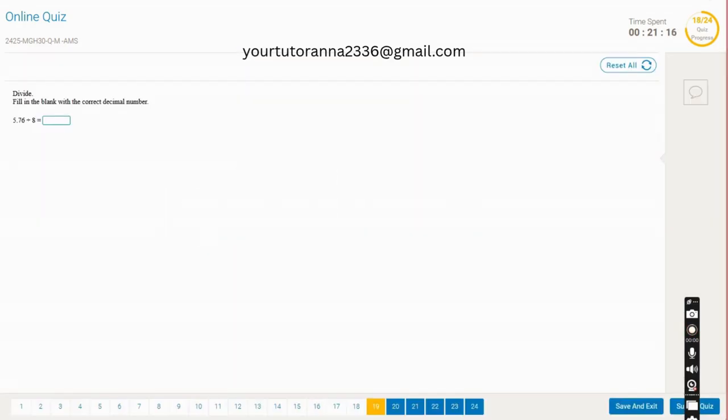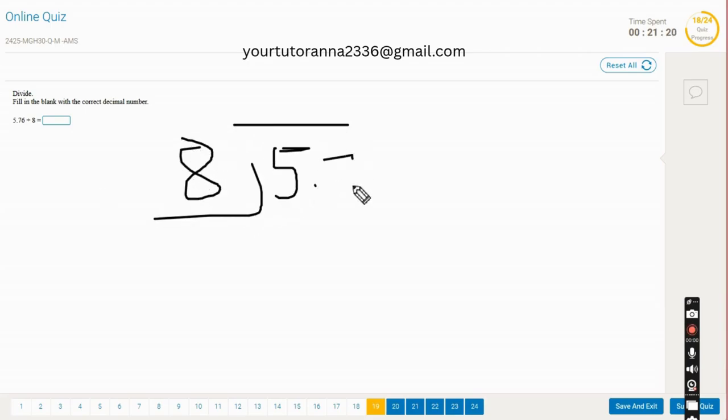The next one here, you're just supposed to divide. 5.76. Now remember here, you have a decimal point, right? 5 is smaller than 8, so you cannot do anything. There's no number multiplied by 8 that will give you 5 as the answer. So you will put the 0 up and you'll remove that decimal point.